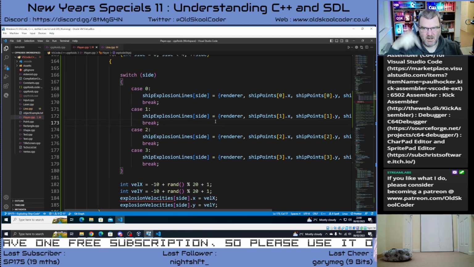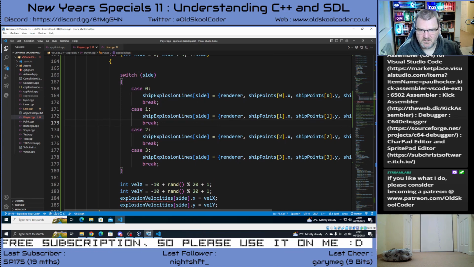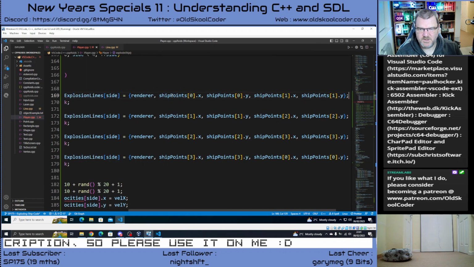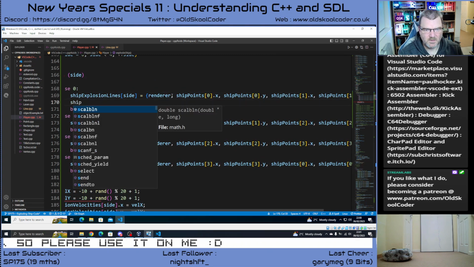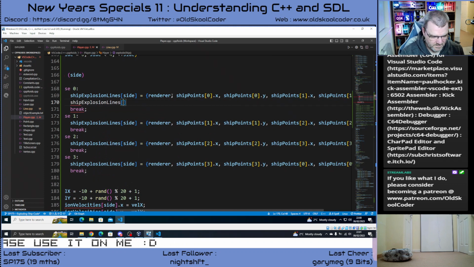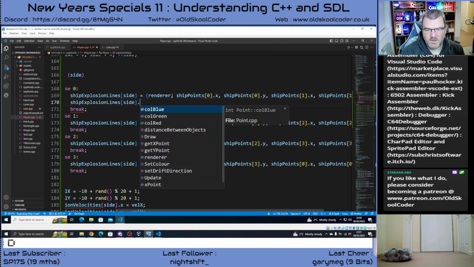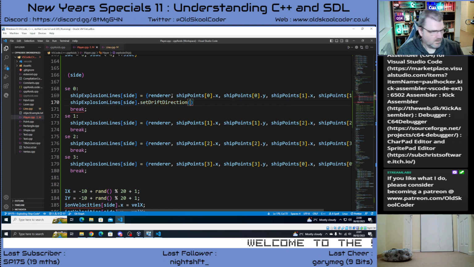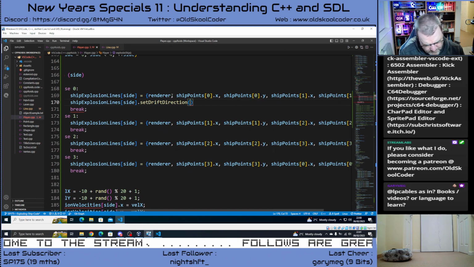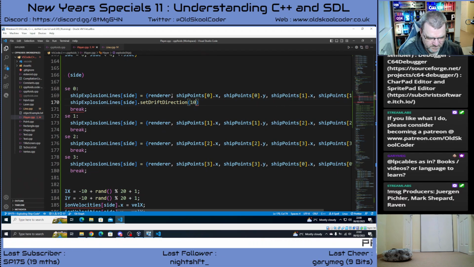Now we're going to be setting our directions. So what we're going to do here is ship explosion side dot set drift direction. So this one is going to be the velocities. If we do 10 pixels a second, right, let's do 10, 10.